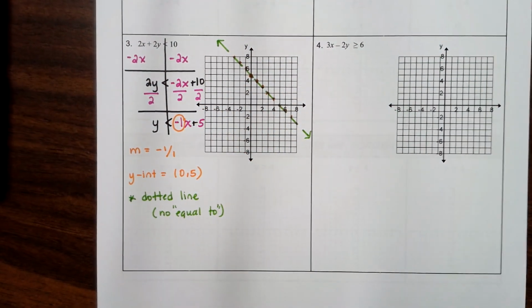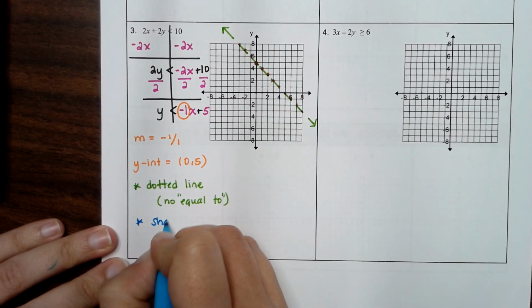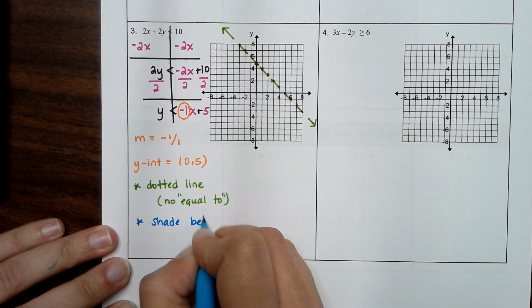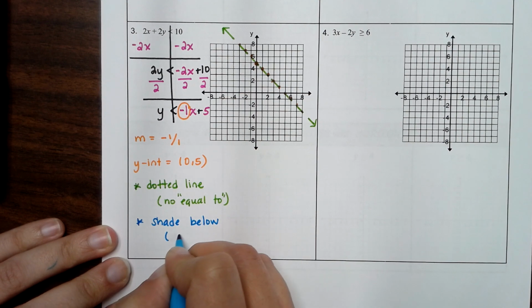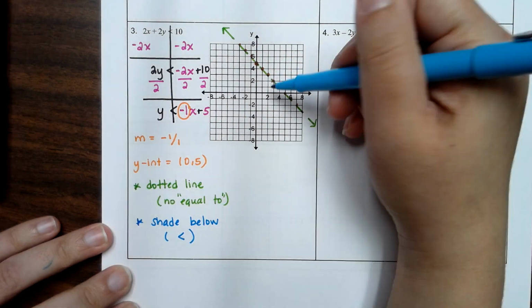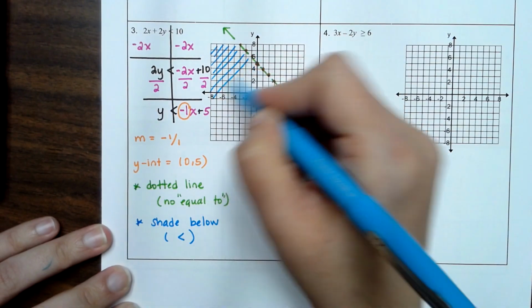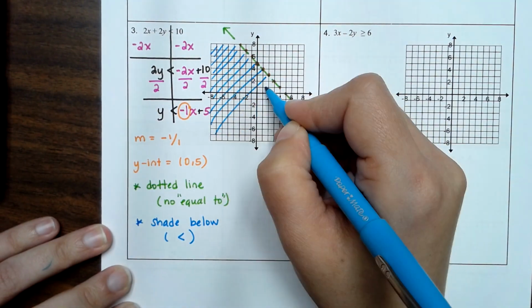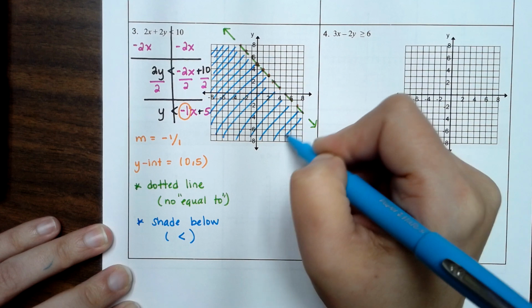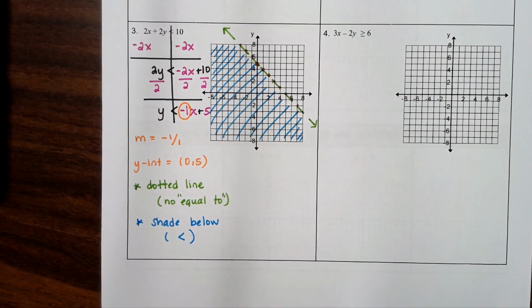Next, I need to decide between shading above or shading below. I'm going to shade below because this time the symbol is a less than. Now, in order to be below this line, so under the line, I'm going to shade this region of the graph here. And I'm going to shade it. And that would be my final answer.